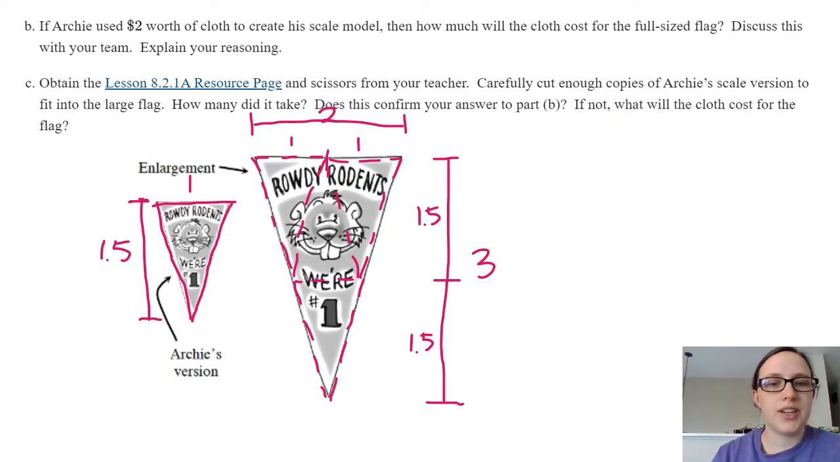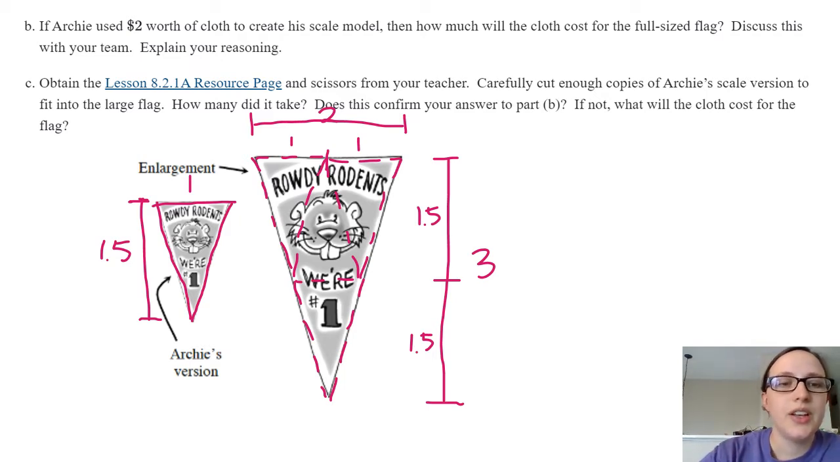All right, moving on to this next question. If Archie used $2 worth of cloth to create his scale model, then how much will the cloth cost for the full-size flag? Discuss this with your team. Explain your reasoning. It says to obtain the resource page and scissors and cut out the copies that we have. If you're like me, my printer doesn't really work that well. I didn't really want to print these off, so I'm going to show you a way to figure this out without needing to actually cut and paste anything on here.